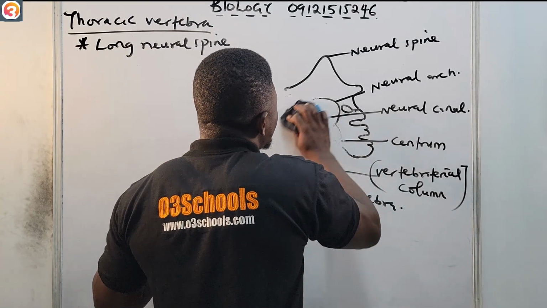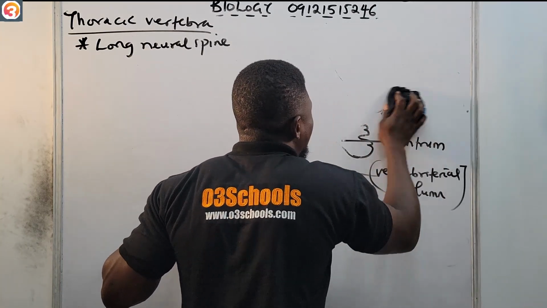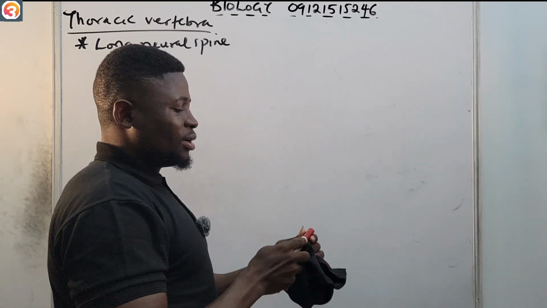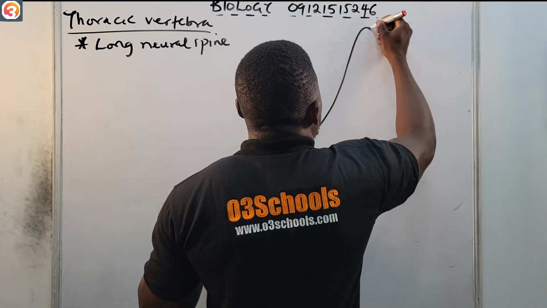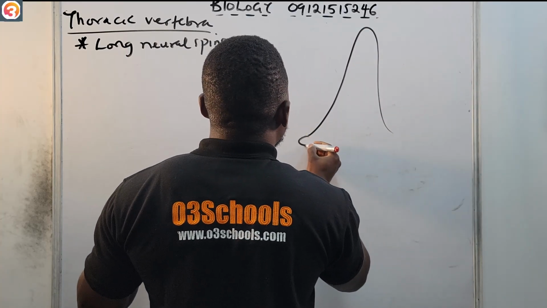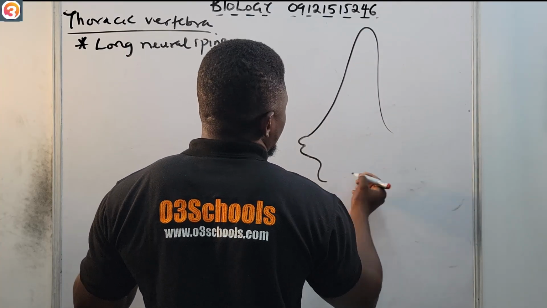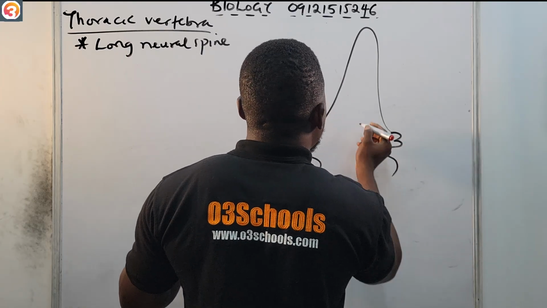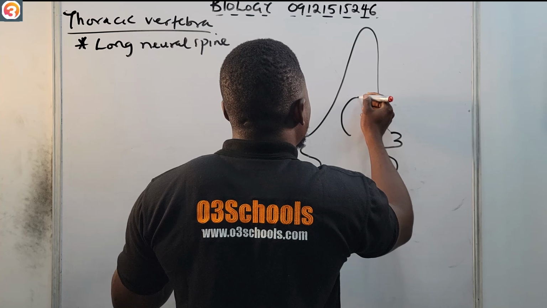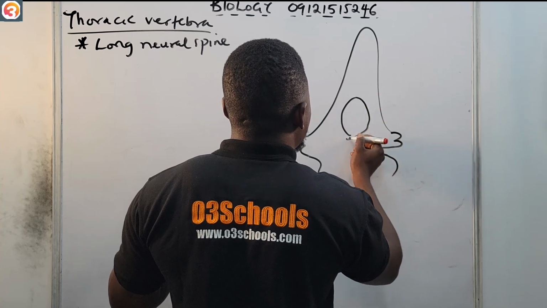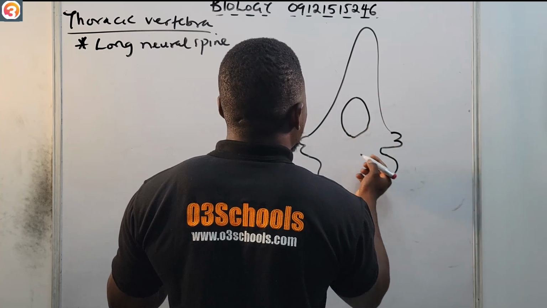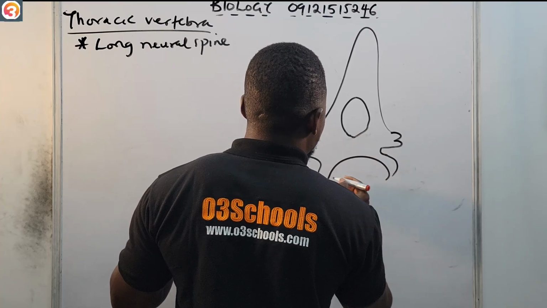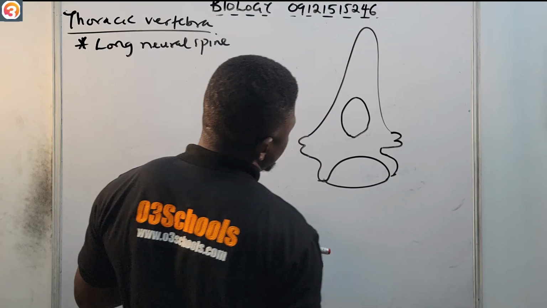Now, let us see the thoracic. Like we said, it is characterized by a long neural spine. So the neural spine is longer like this. Then it goes like this, and this one also goes like this. Then we have our neural canal here, not totally round like this. Then below here, something like this. This is how it looks.